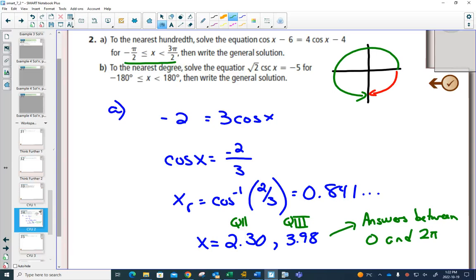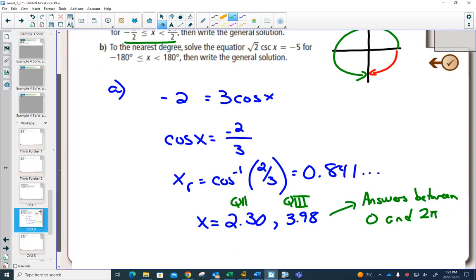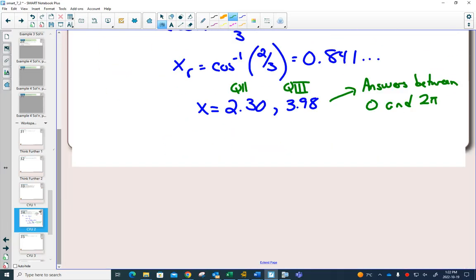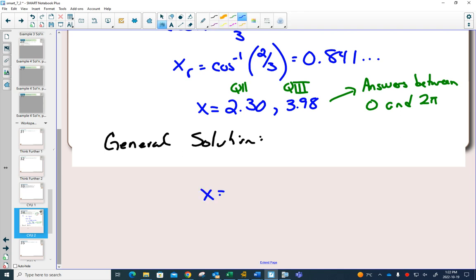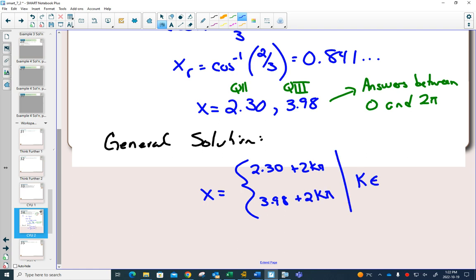The question also says to write the general solution. How do we write a general solution? Well, we take the answers between 0 and 2 pi, which we've already found, 2.30 and 3.98, and add 2k pi to both of them.